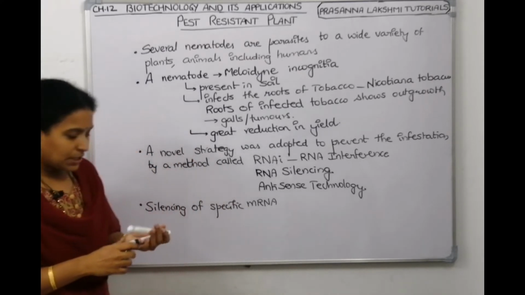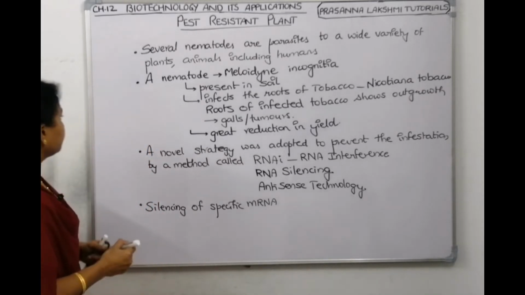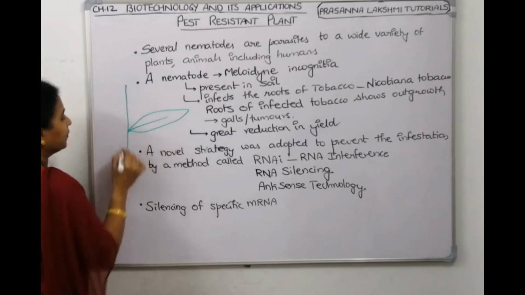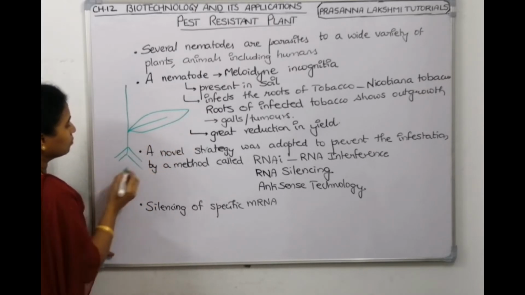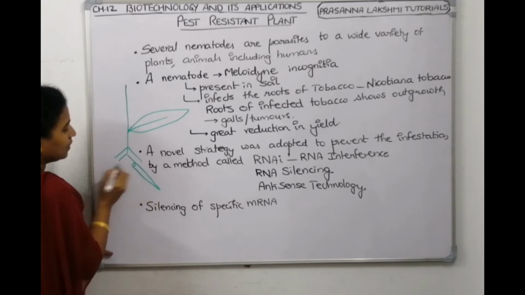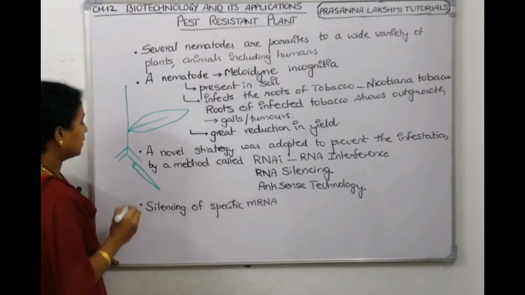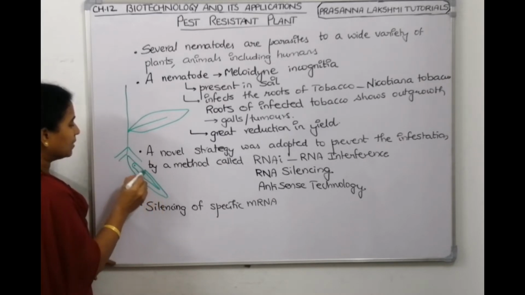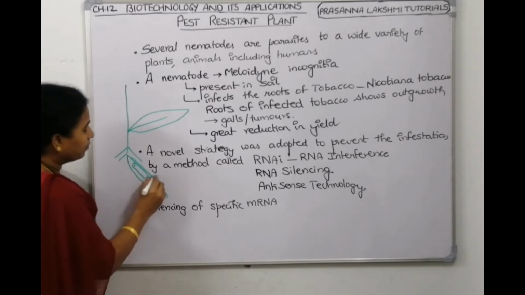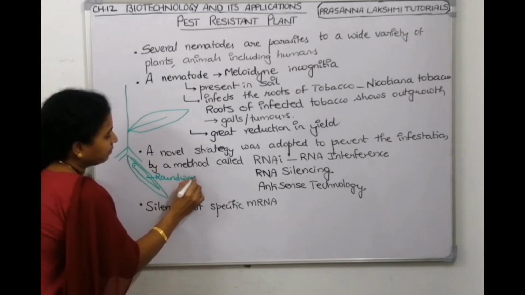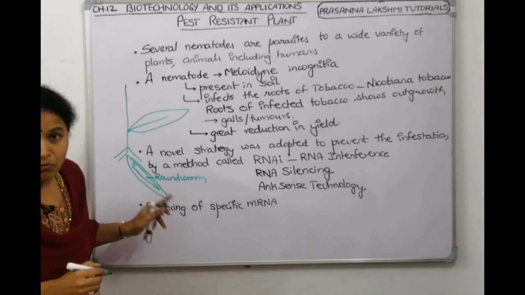So if we see, this is a tobacco plant, right? Here are the roots, and this is the roundworm which infected. The roundworm has infected the roots. So it went into the roots of the plant. This is the root, the worm. The roundworm went inside the roots of the plant.